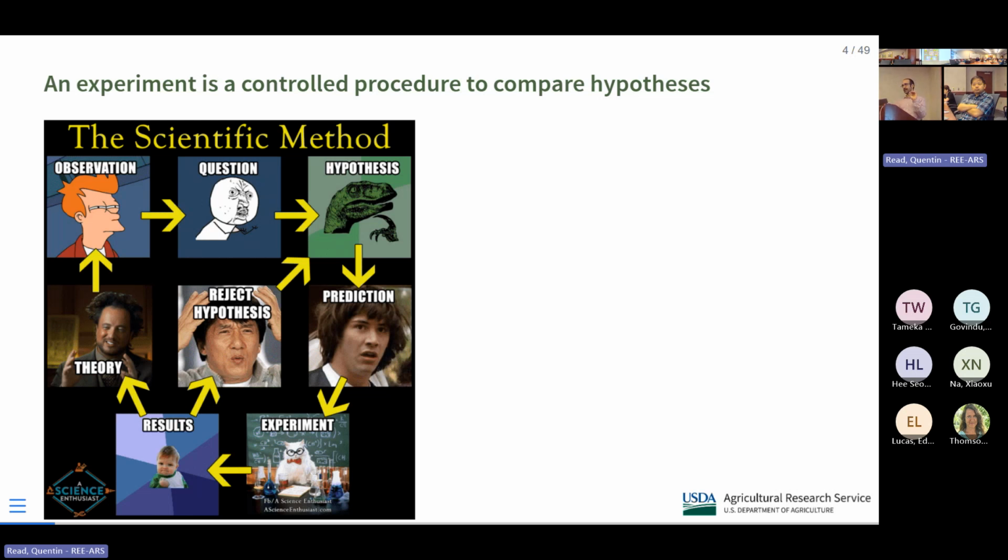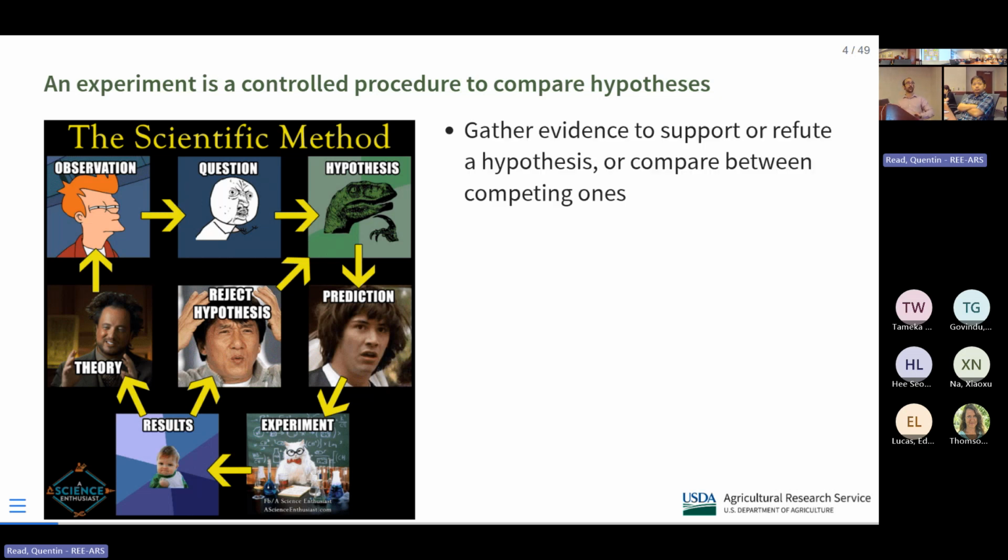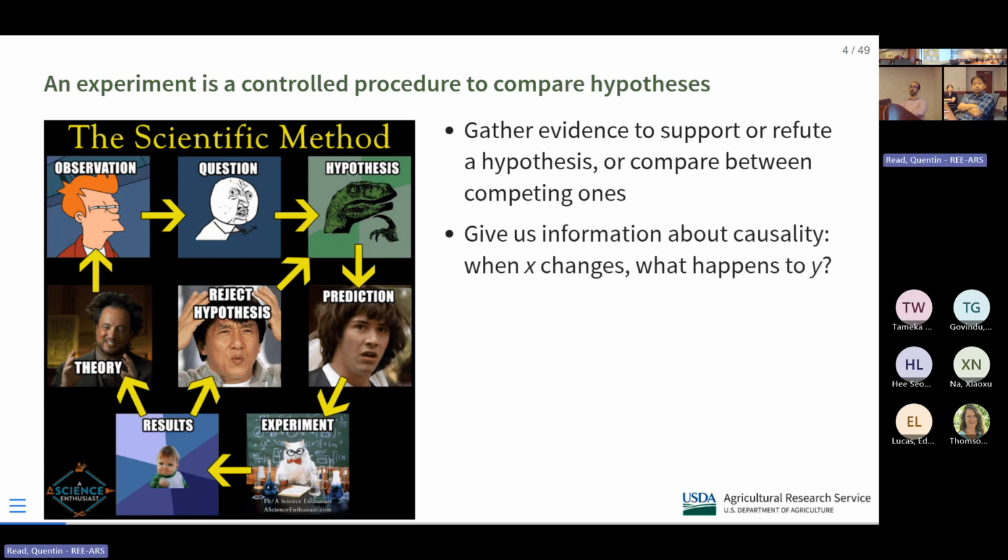So we can define an experiment as a controlled procedure to compare or test a hypothesis. We'll talk about control later on. So we do experiments to gather evidence in favor of or against different hypotheses. And what is important about experiments is that the control enables us to say something about causality.